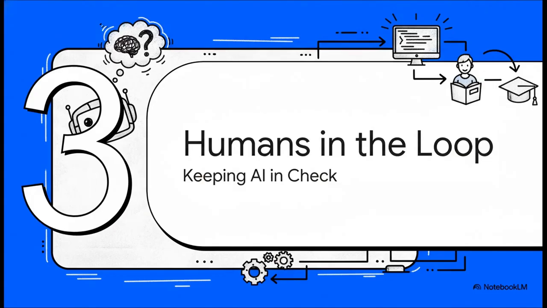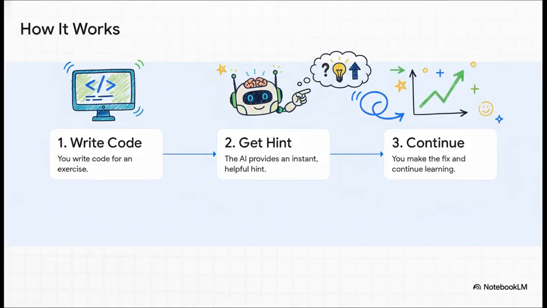Okay, but hearing all this might make you wonder, is the AI just taking over? And the answer to that is a hard no. In fact, this whole system only works because humans are kept in the loop. The whole process is incredibly smooth. You're working on a problem, you hit a snag, and instantly, the AI jumps in with just enough help to get you unstuck. You don't lose your focus, you don't have to go on a frustrating detour. You just stay in that learning flow.